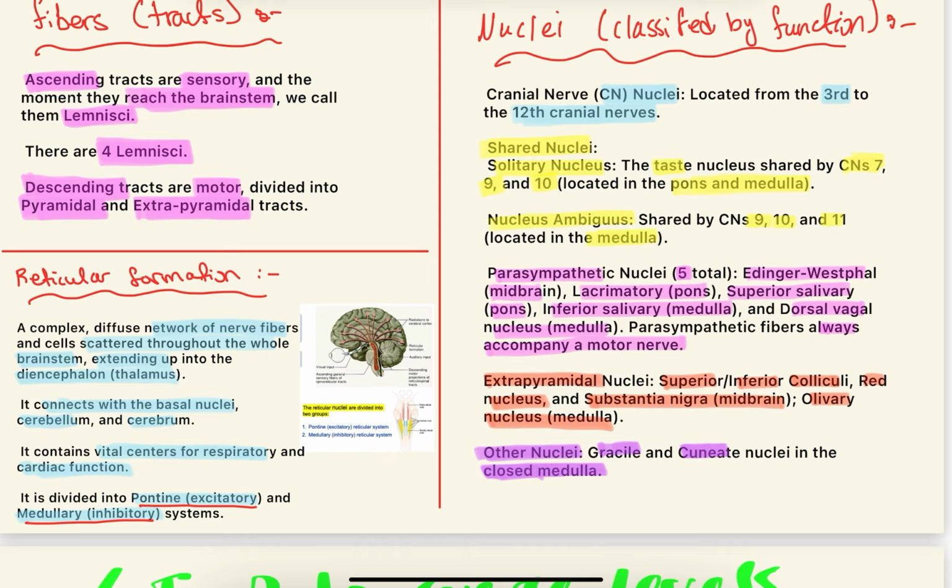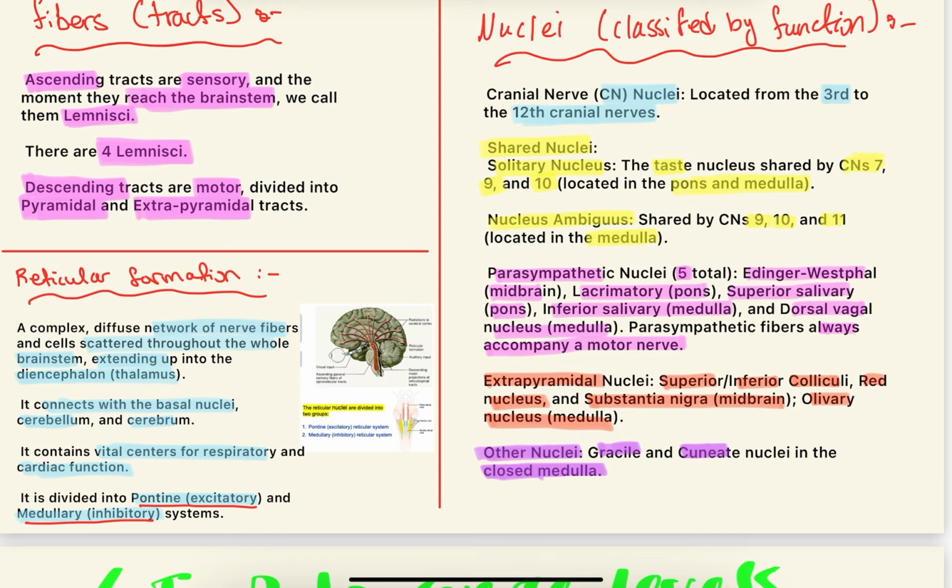For the parasympathetic ones, we have 5, which is in the midbrain, where we can see the Edinger-Westphal. In the pons, we see the lacrimatory and also the superior salivatory. In the medulla, we can see the inferior salivatory, and we can also see the dorsal vagal nucleus. And they always come with a motor nerve. So we see the parasympathetic always with a motor nerve.